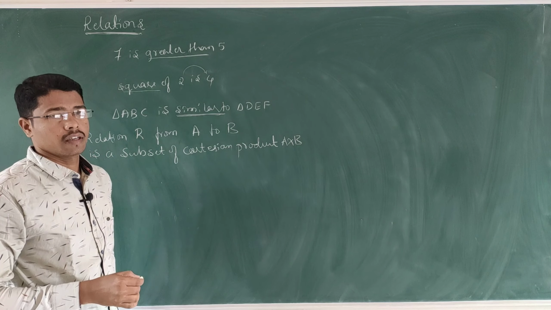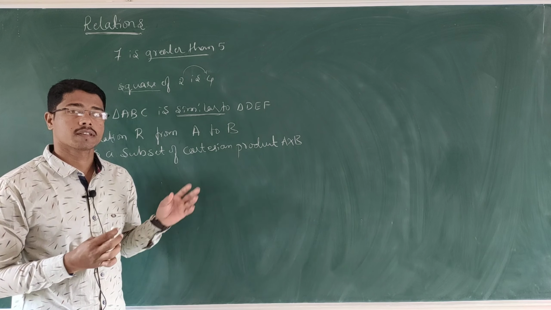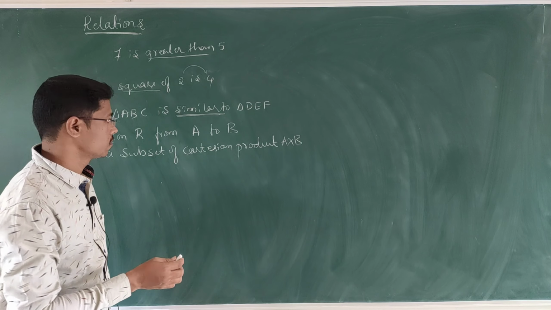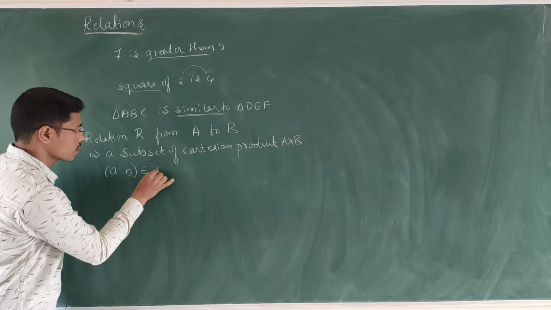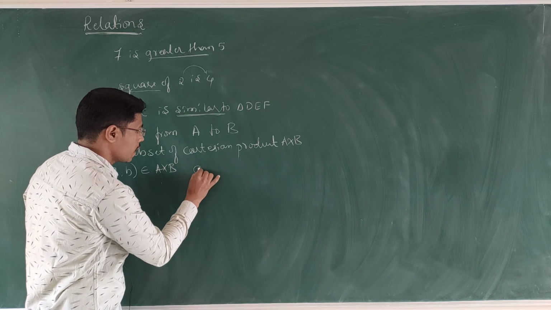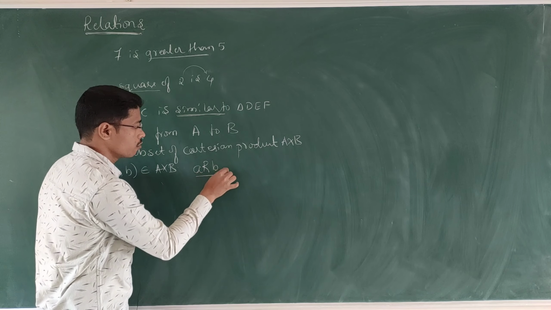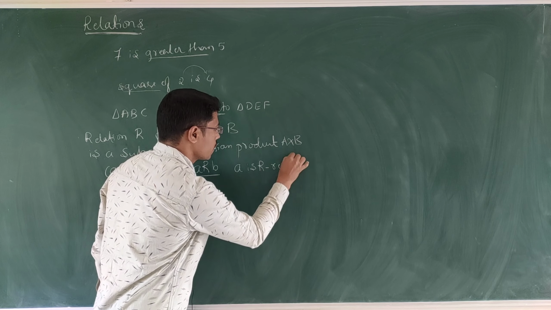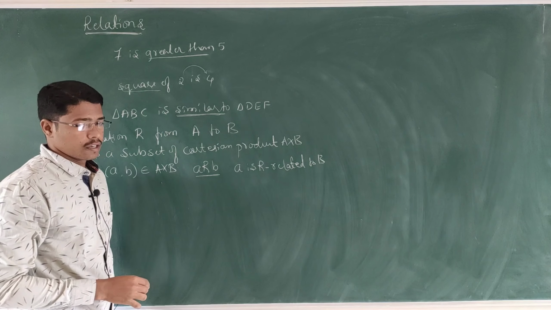So a relation R from set A to set B is a subset of the Cartesian product A cross B. If (a, b) is an ordered pair which belongs to A cross B, then we can say that a is related to b. How to read this? a is R related to b.